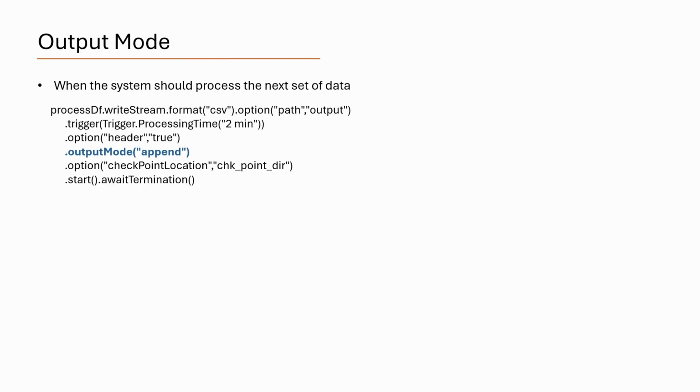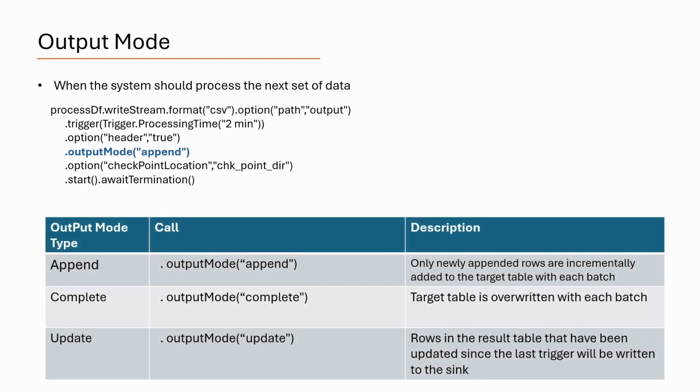Output mode. Streaming jobs have 3 types of output mode. Append mode, which is the default output mode. In this mode, only newly appended rows are incrementally added to the target table with each batch.